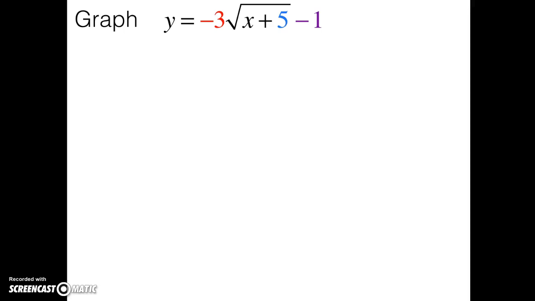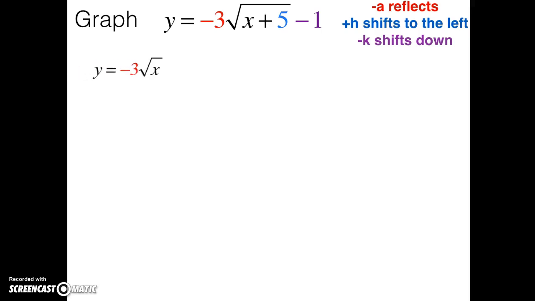The next graph, y equals negative 3 square root x plus 5 minus 1. The negative a is going to reflect the function, which means it's going to flip it upside down. Positive h shifts to the left, negative k shifts down. We'll start with our parent function, negative 3 square root x. Use the same x values as before, but this time after I take the square root, I'm going to multiply by negative 3.